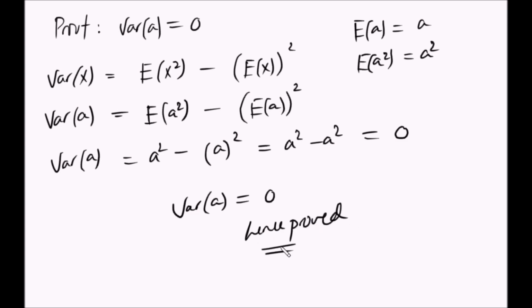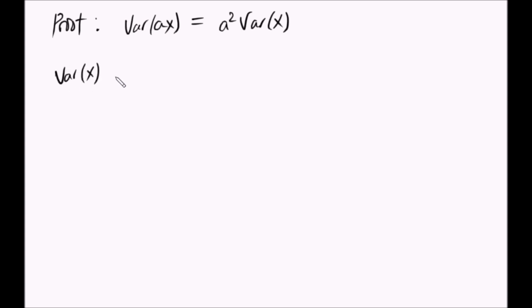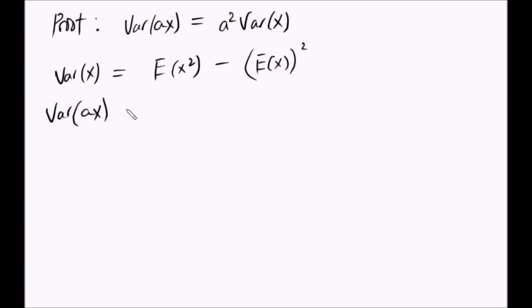So this one is the first property. Let's prove that second property now. Second property nasema variance of ax sasa na a squared times variance of x. So we know that variance of x ni sasa na expected mean ya x squared minus expected mean ya x hivi squared.